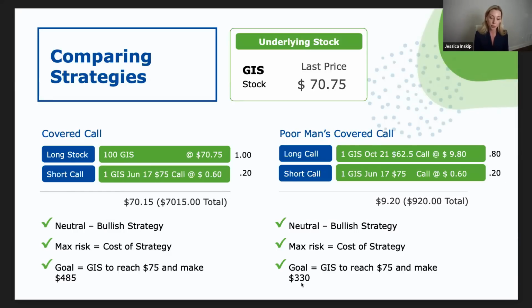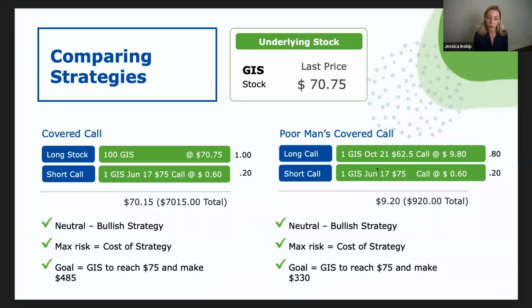Because if you look at this from a risk-reward perspective, we're risking 7,015 to make 485, but we're risking 920 to make 330. And so from a percentage perspective, this one can be a little more rewarding, but this is a little bit more risky because the underlying security, the stock, does not have an expiration date. This one does. So theoretically, we could hold this one forever, and this requires less management, but this one requires a lot more management.